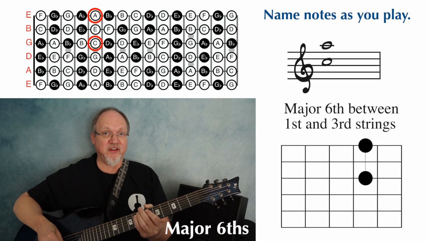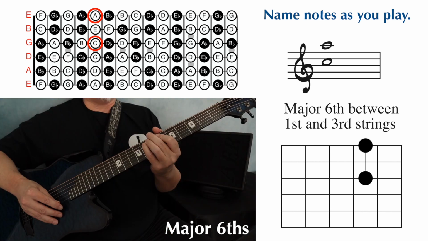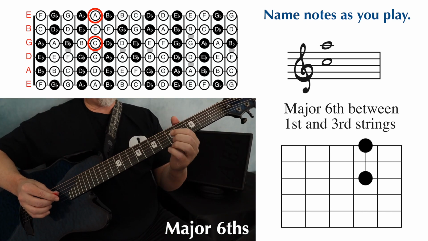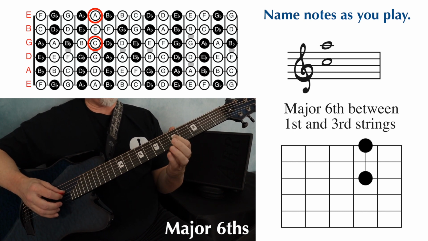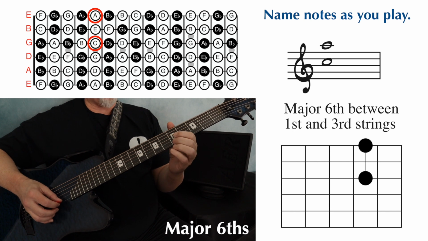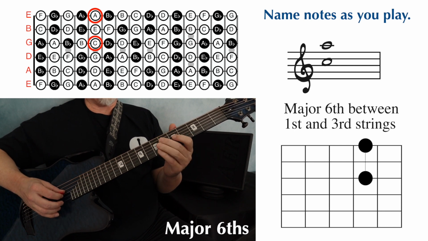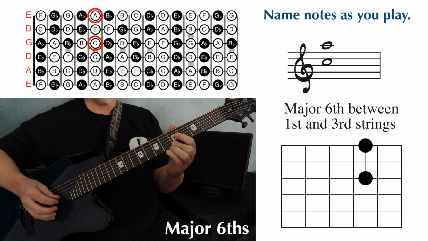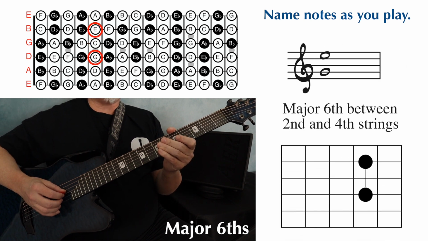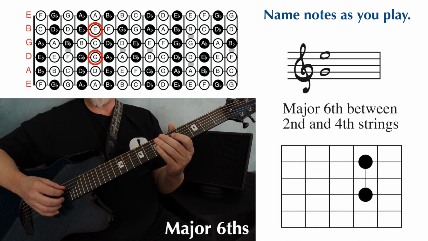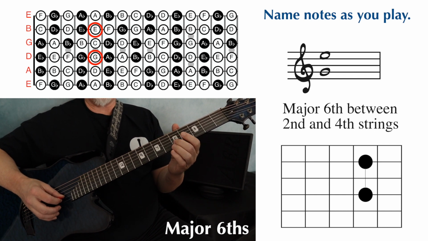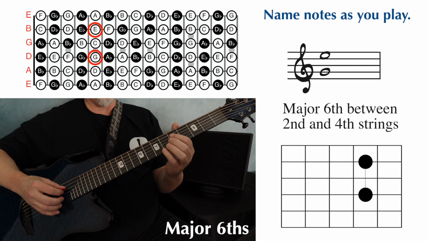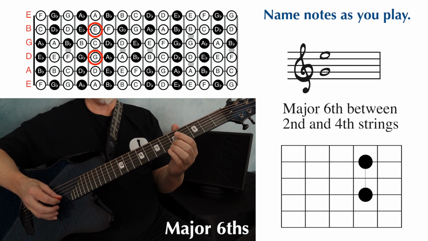Let's look at these major 6 diagrams, and we're going to start off with diagrams where we're skipping strings. Major 6 between strings 1 and 3 is on the same fret. So here's a C, A, major 6th. Major 6 between strings 2 and 4 is also on the same fret. So here's a G, major 6th above that is an E. Same fret, different string.